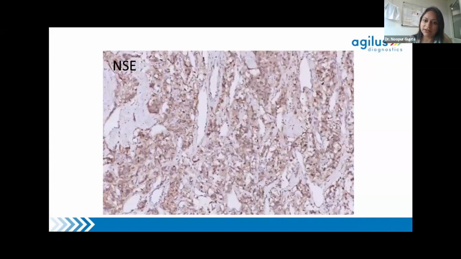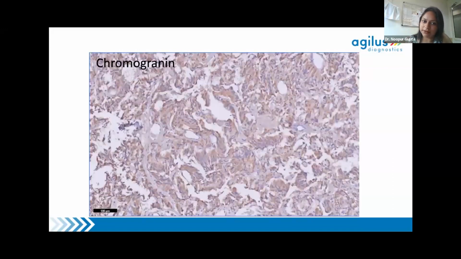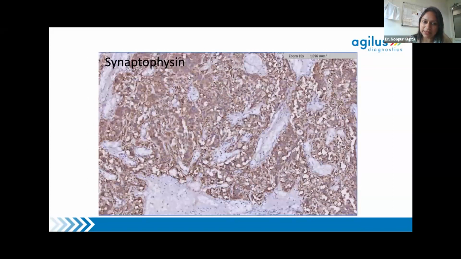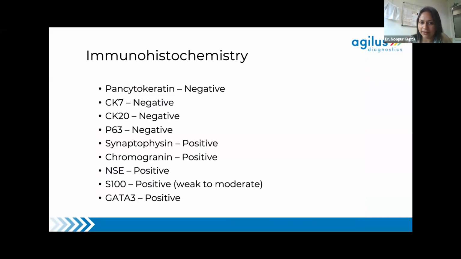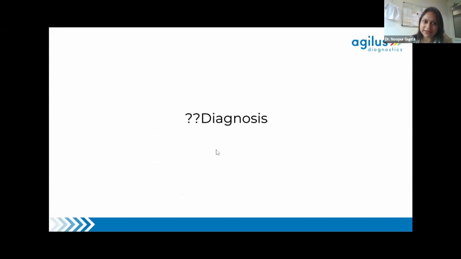We went on with further markers. NSE, positive in the tumor cells. Chromogranin, again positive in the tumor cells. Synaptophysin, diffusely positive. And a S100, which showed weak to moderate positivity. So that's the immunohistochemical findings. The tumor cells negative for pan-CK, CK7, CK20, and P63, and positive for GATA3, synaptophysin, chromogranin, NSE, with a weak to moderate S100 positivity. So it's fairly straightforward, I think. Why we presented this case is because of the rarity of this tumor.